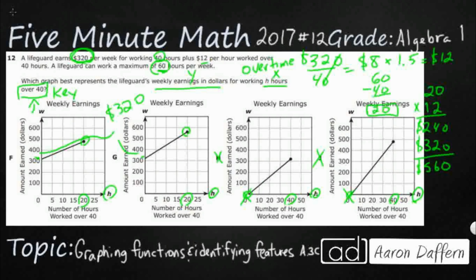And as we can see, this is about $490-ish right here on F. And that's that $560 right there. So G is what we're looking for.